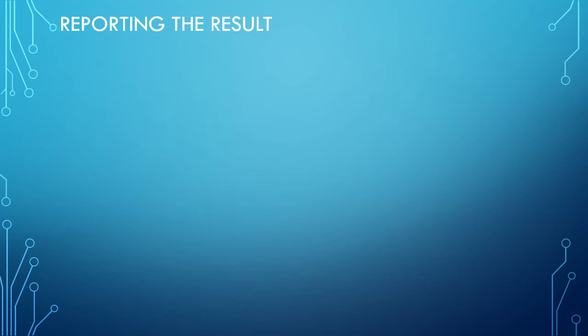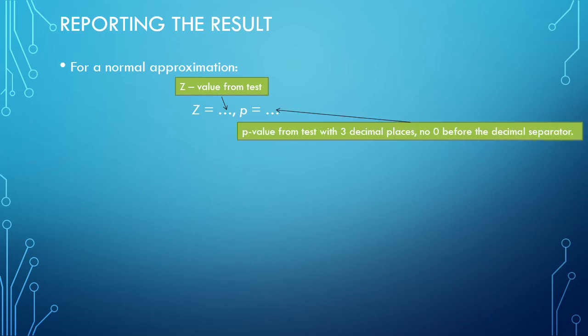We also need to report the results in APA style. For a normal approximation, we need to at least show the Z value. That's the Z statistic. The software usually produces that one as well, and that significance. And that significance is usually with 3 decimals, and there's no leading zero, I think it's called, so no 0 dot, just dot 034 or something.